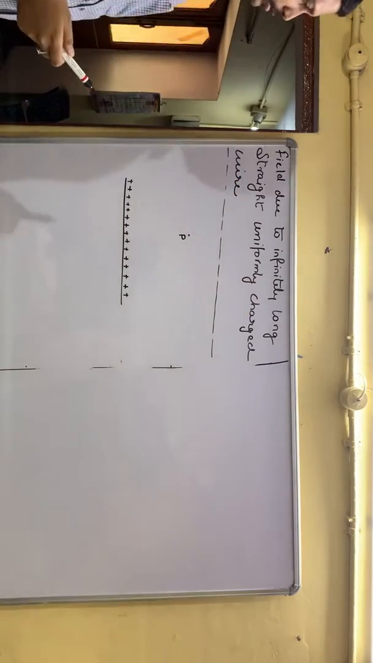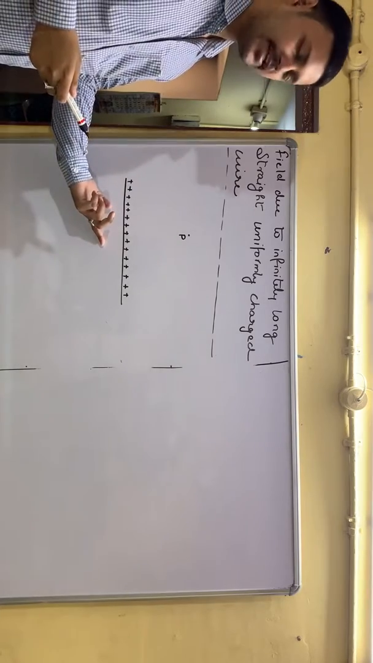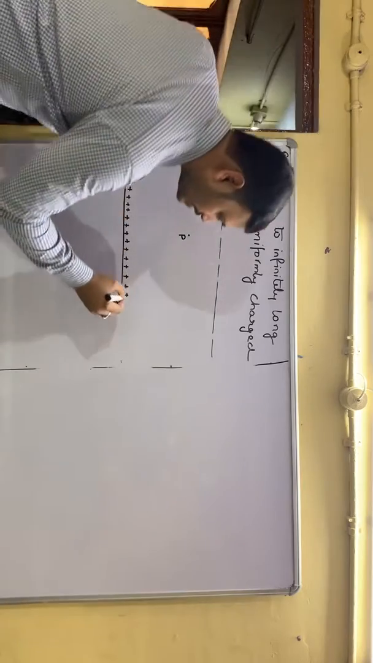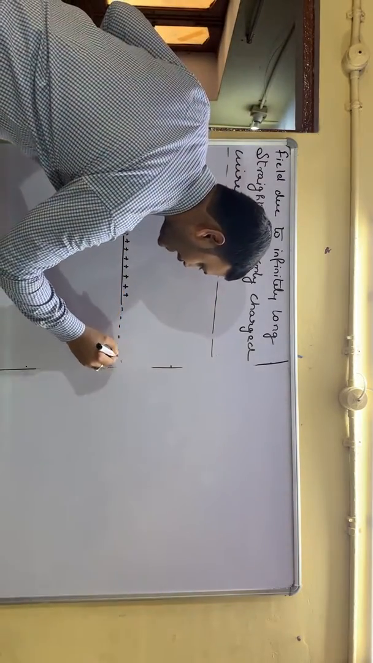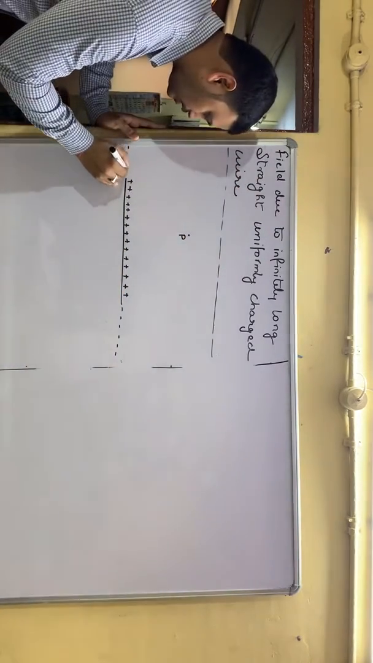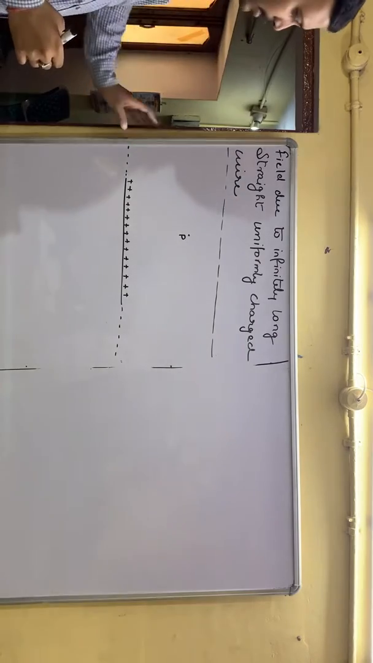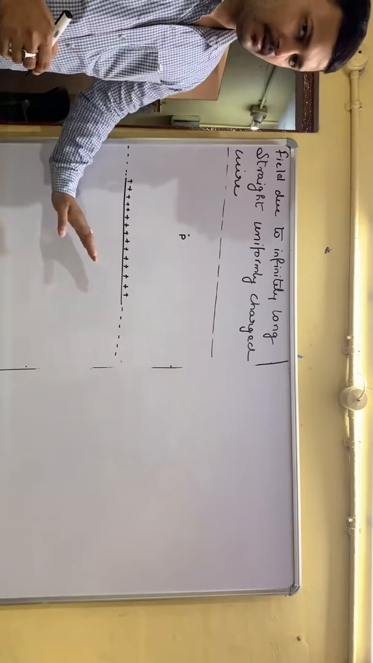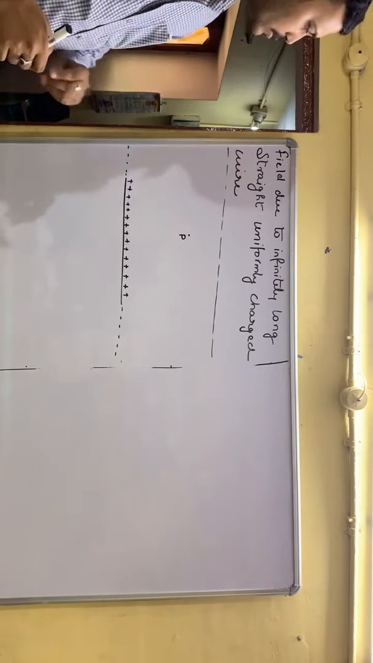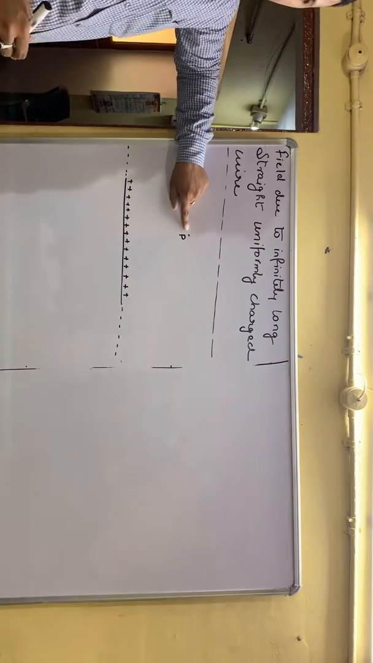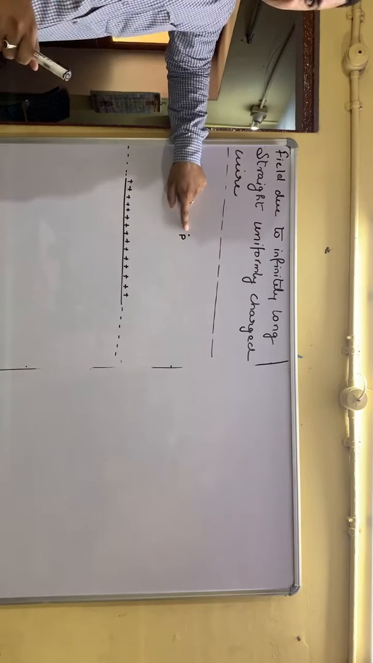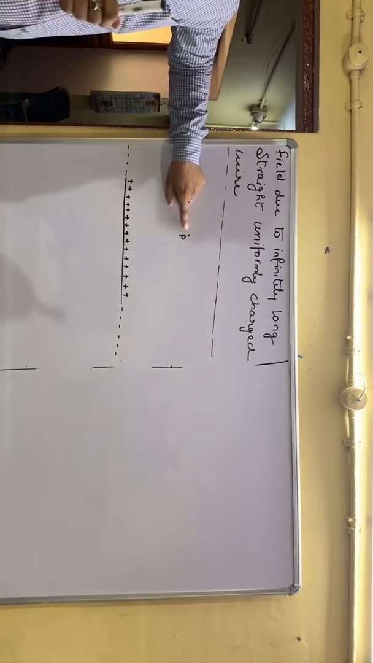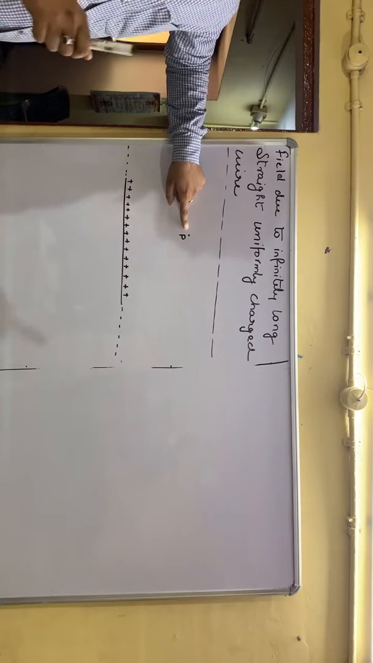The topic we are going to take today is the field due to an infinitely long, straight, uniformly charged wire. Here we are considering a uniformly charged wire which is infinitely long, on both sides. Charges are uniformly distributed on the wire. Let us suppose a point P where we need to find the electric field intensity.